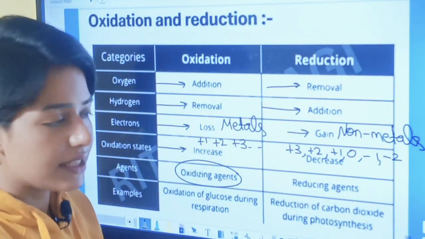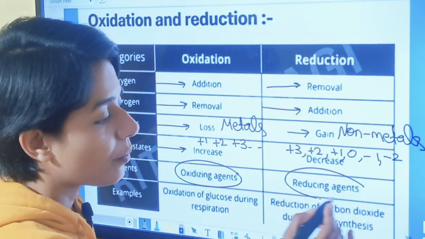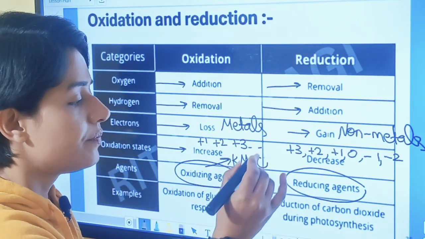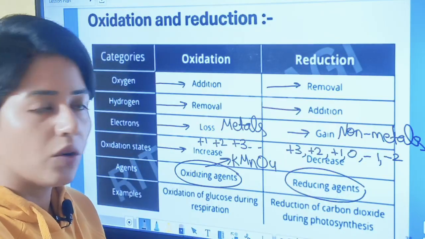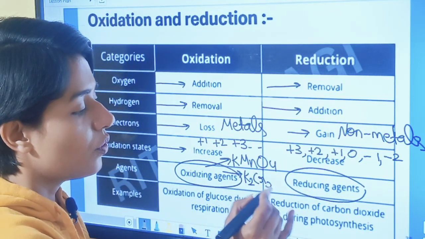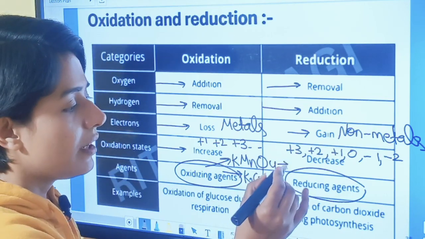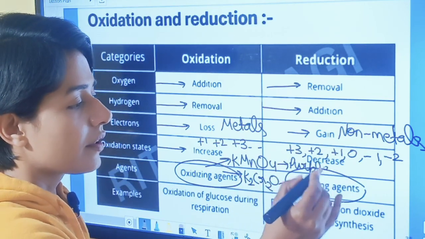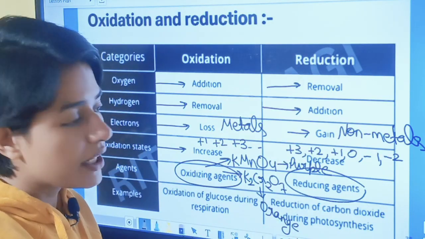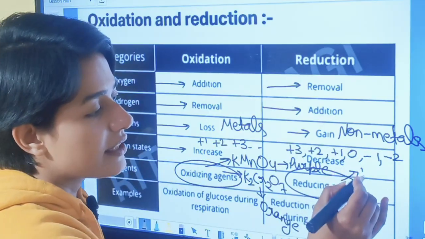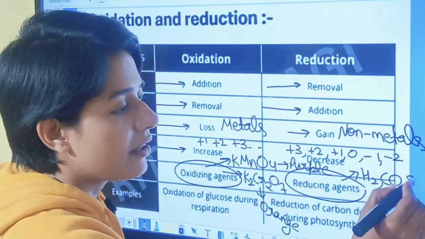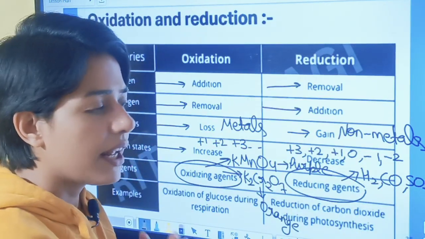Agents. Oxidation is carried out by oxidizing agents, whereas reduction is carried out by reducing agents. Examples of oxidizing agents: KMnO4, whether acidified or alkaline, and next is potassium dichromate, K2Cr2O7. KMnO4 is dark purple in color, and K2Cr2O7 is orange. Next, reducing agents. Examples of reducing agents: hydrogen, carbon monoxide, sulfur dioxide, oxalic acid, and many more.